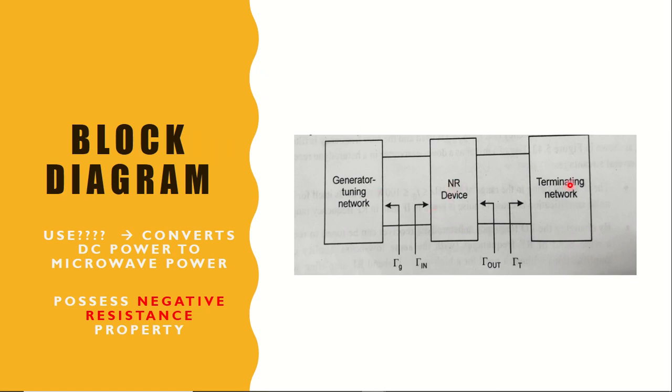Now, this represents the block diagram of the RF oscillator. We have three main blocks. One is the generator tuning block, then we have the NR device, then we have the terminating network. NR stands for negative resistance.